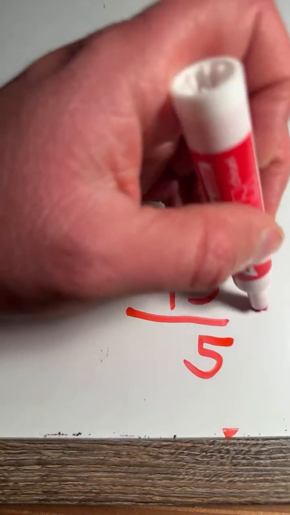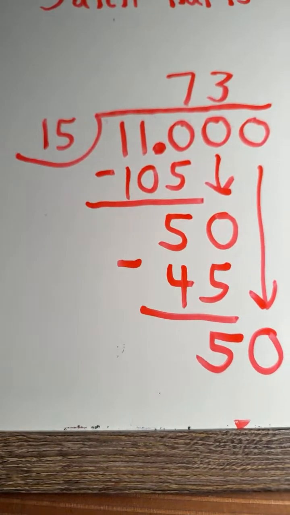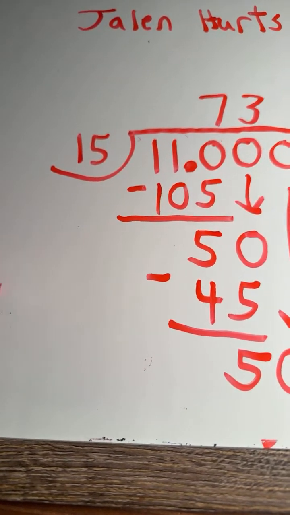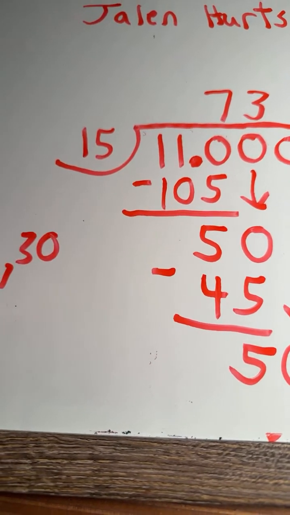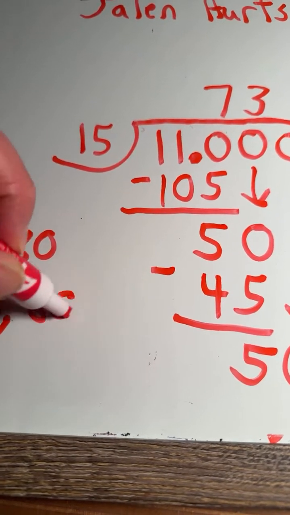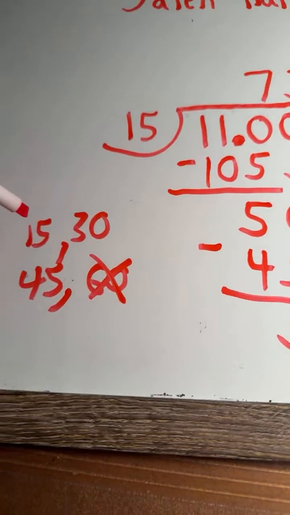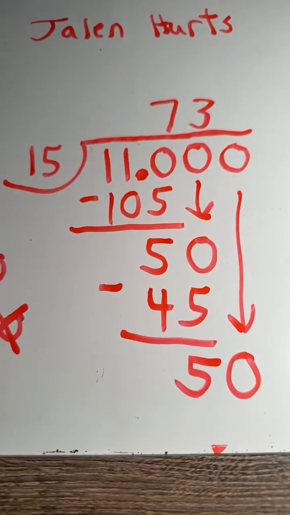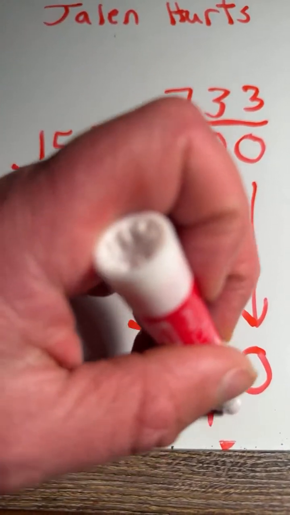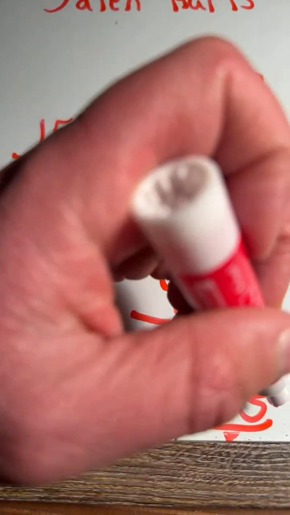Next, we bring down the 0, same thing. 50 divided by 15, so 15, 30, 45. If I counted by 15 again, I'd be at 60, I'd be over. But again, 1, 2, 3 groups of 15 within 50. There is a remainder there. We have a remainder of 5.